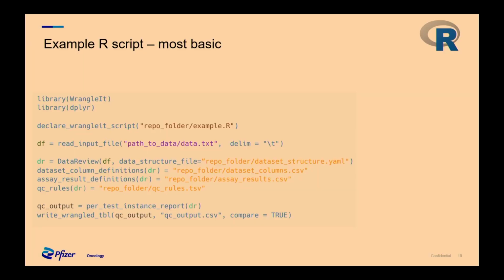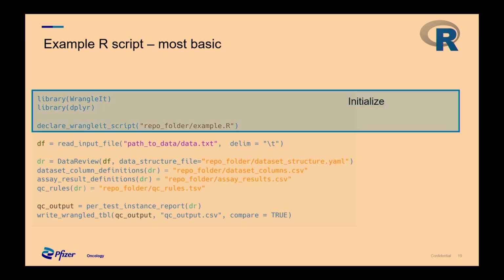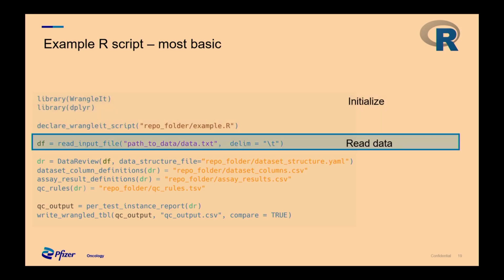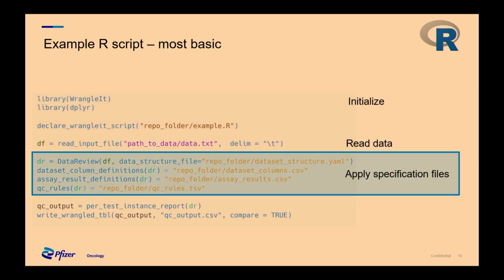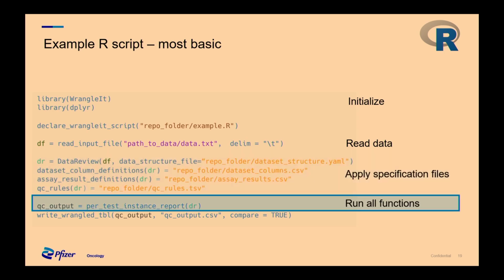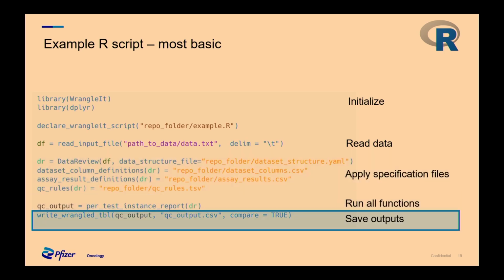And so this is a coding conference, so I wanted to show you what some of our code looks like. This is the most basic script, and this is what you would need to do in order to initialize your repo, read in your data, apply your specification files, run all your functions that are going to generate the outputs, and then save the outputs. And so it is just 10 lines of code. It's designed to be really simple.